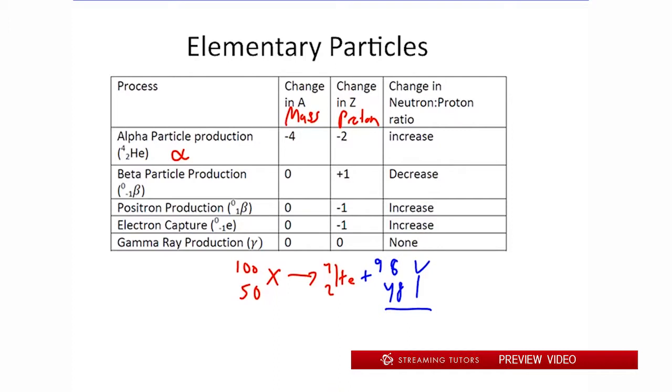The second common elementary particle is the beta particle. That's represented either by a beta, or you can also sometimes see it as just an e.